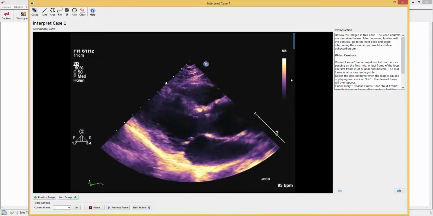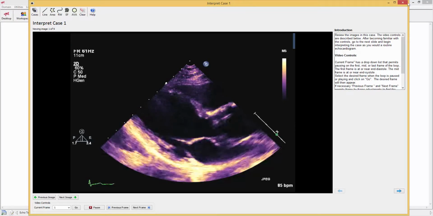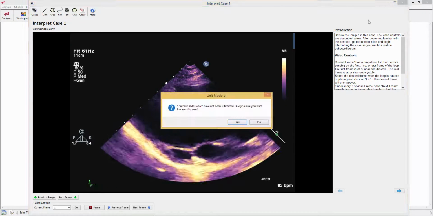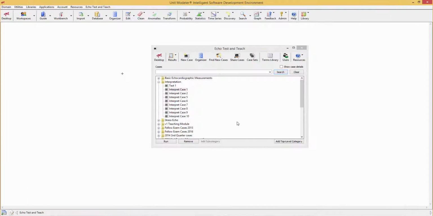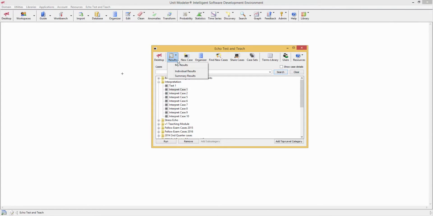All right, now what we want to do is look at the results of this interpretation. So we go now to the results option, and we again could either look at just my results, which I've already just looked at, or the administrator could want to look at how a specific person's results were. But let's look at the group, which is the summary.